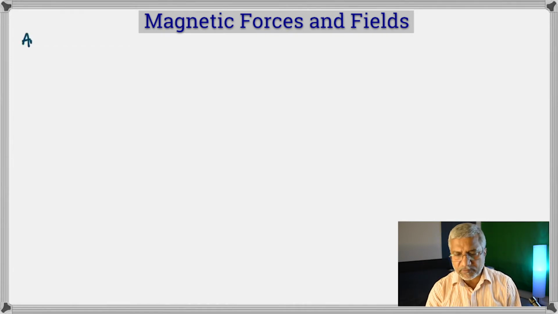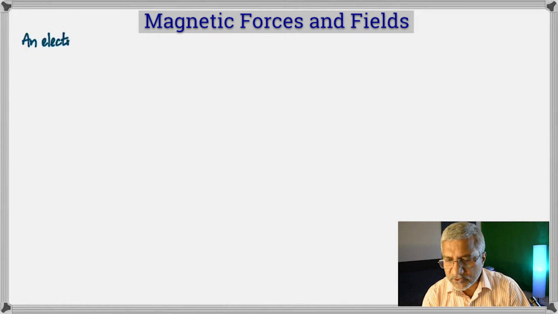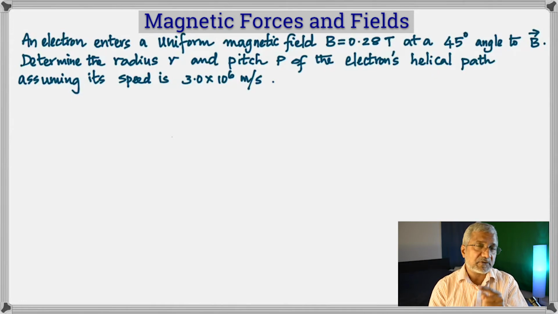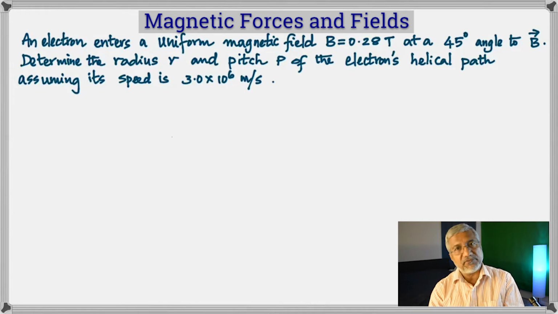So here's the problem. An electron enters a uniform magnetic field of 0.28 Tesla at a 45-degree angle to B. I picked 45 because when you take sine 45 and cosine 45, you get the same number. You've got to find the radius and pitch of the electron's helical path, assuming its speed is 3 times 10 to the 6 meter per second.